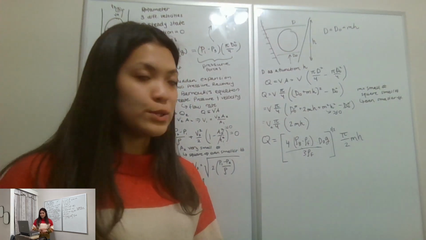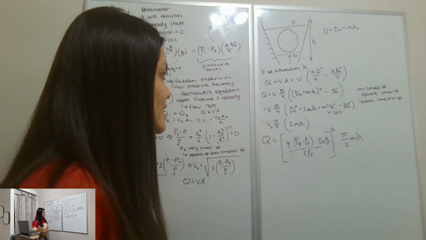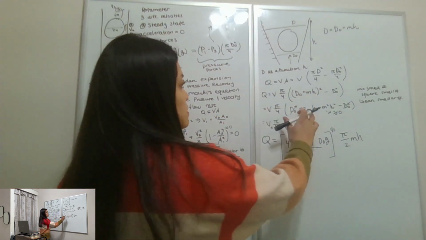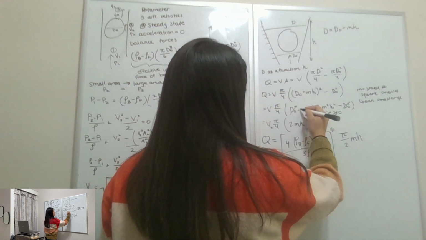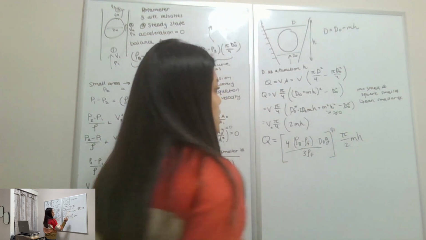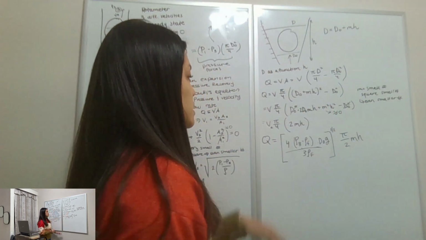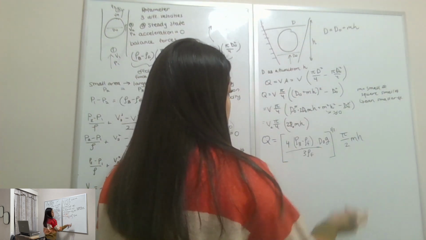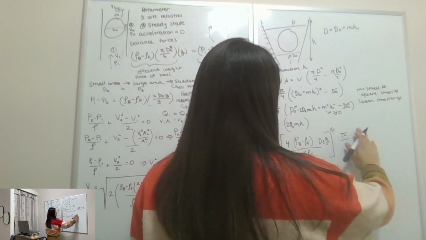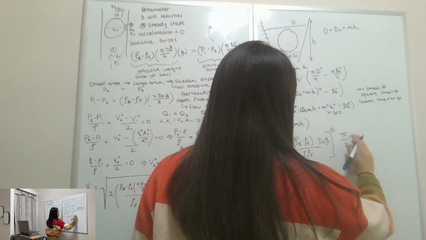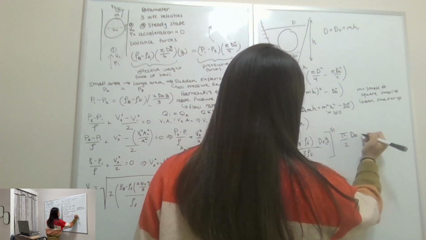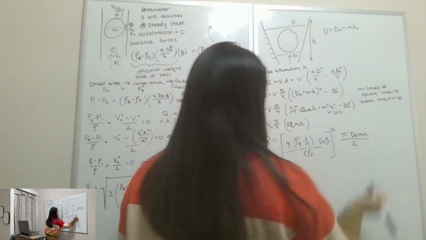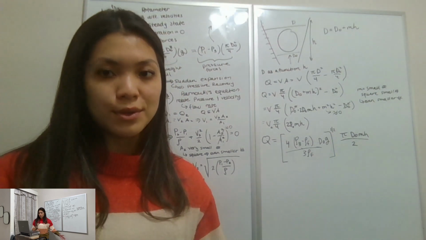Small correction to this equation: when you distribute or square this equation here, this will actually be 2 times the initial diameter times the slope times the height. All that's going to do is add in the diameter here and then add it into our final equation here. And so that is our final equation for the flow rate.